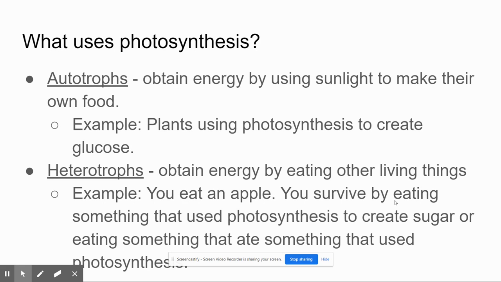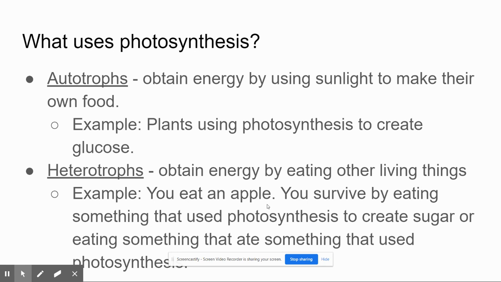So, what uses photosynthesis? Okay, so autotrophs obtain energy by using sunlight to make their own food. Examples of autotrophs would be plants that use photosynthesis to create glucose. So, pretty much all of our plants are going to go through photosynthesis. They're discovering some animals that might be able to go through photosynthesis, but they're still doing research on those. So far, it's only a few bugs.